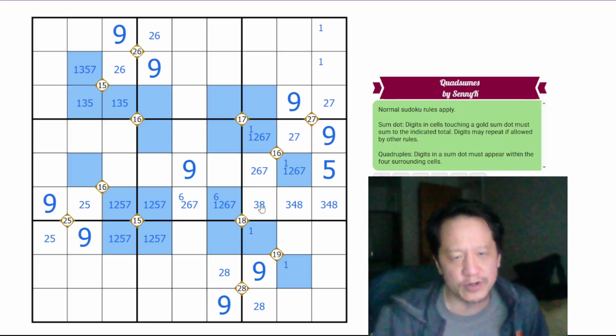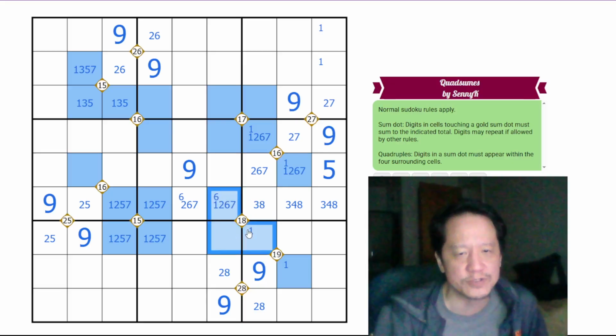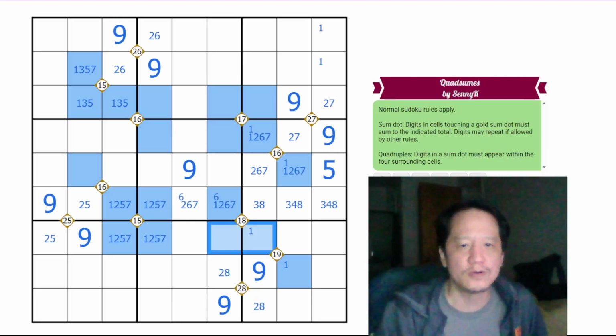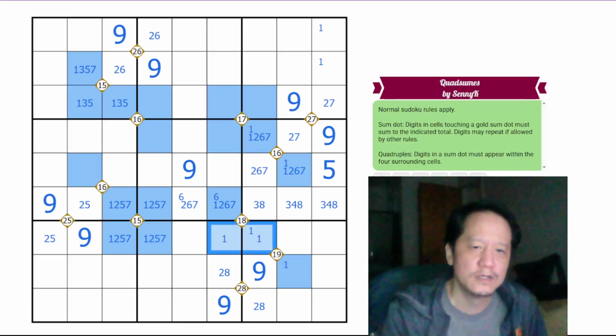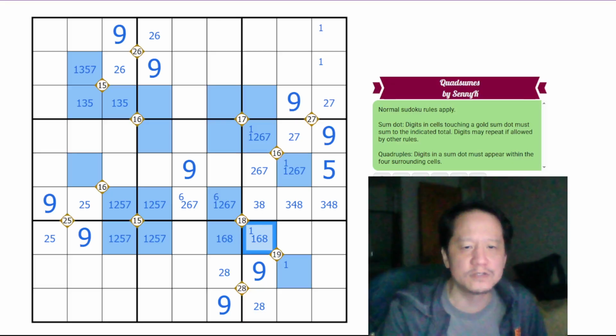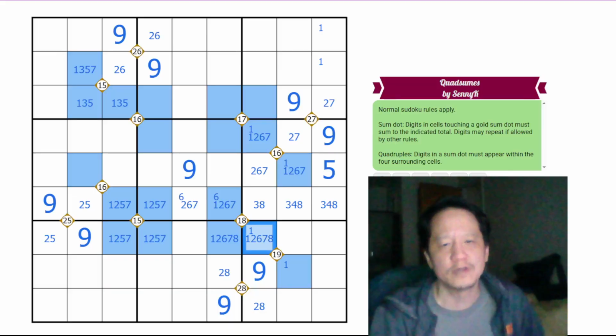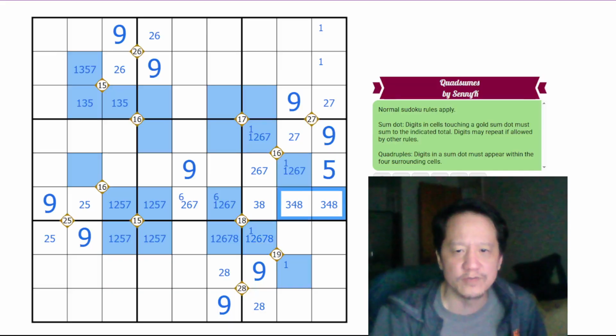So this is 3 or 8. If it's 8, then you have to use some other combination. So this has to be either 1, 8, and 3 with 6, or 2 and 7 together. Because 4 has to be one of these two.